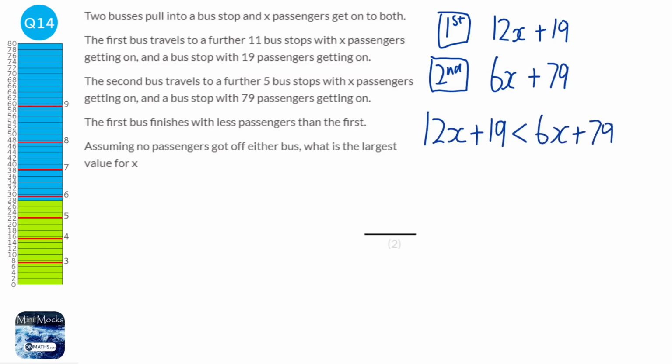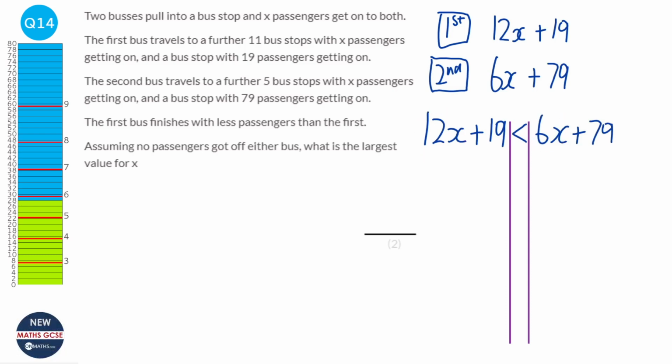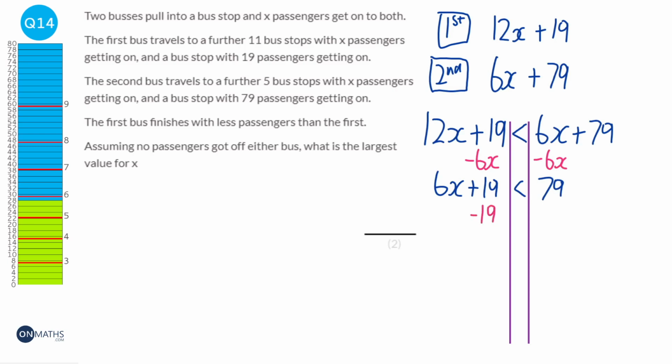Now all we need to do is solve that inequality. And we've got X on both sides, so we look at the X's. We've got 12X and 6X, so we always take away the smaller amount. So we're going to take away the 6X both sides. And next thing we're going to do is take away the 19 from both sides.